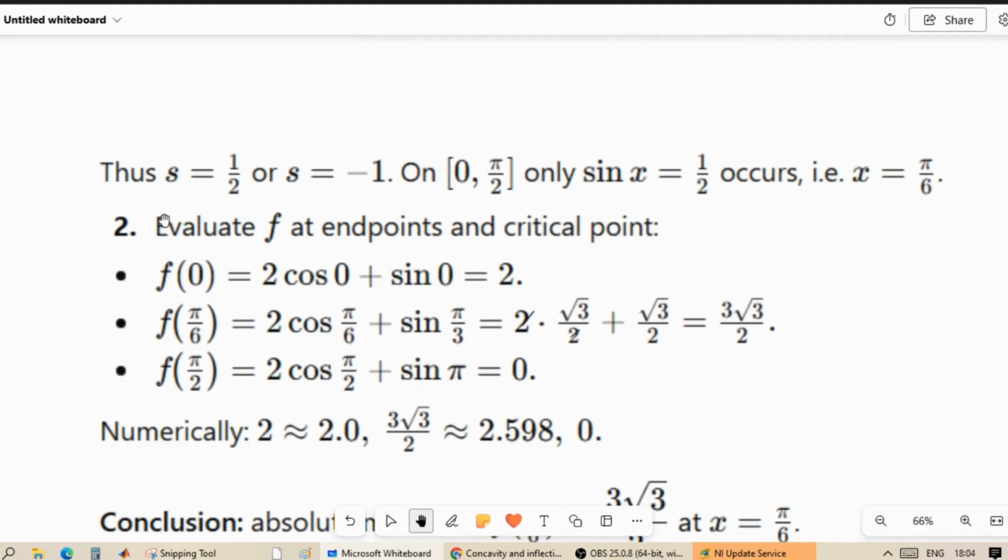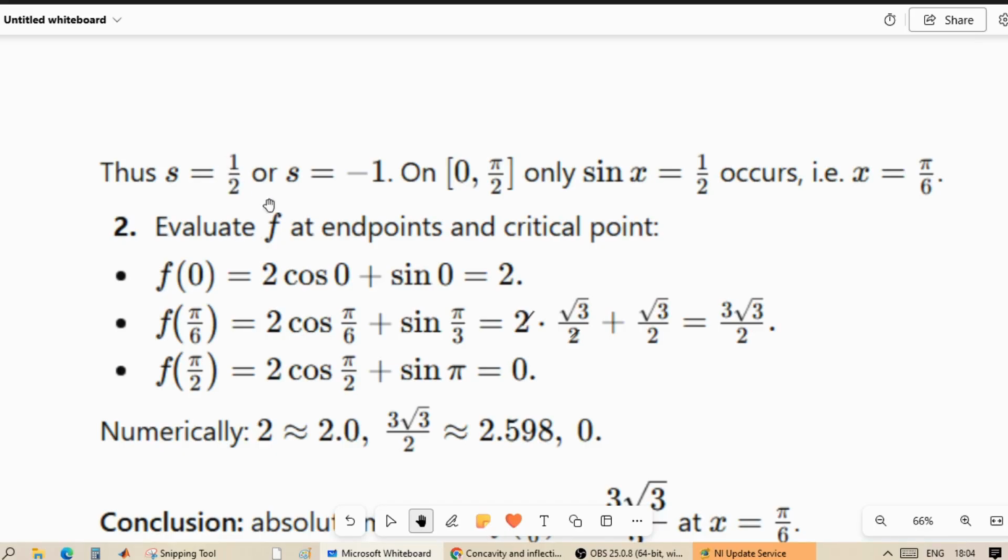Then you have to substitute this s value for sin x, since we have taken s equal to sin x. So we have to substitute these values. Sin x equal to 1 by 2 means that x equal to pi by 6, that is sin 30 equal to 1 by 2. So x equal to pi by 6. Here s equal to minus 1 is not within these intervals, so we have to consider s equal to 1 by 2 only.